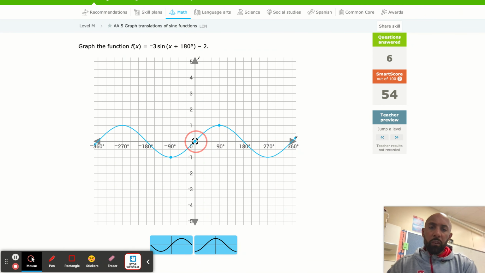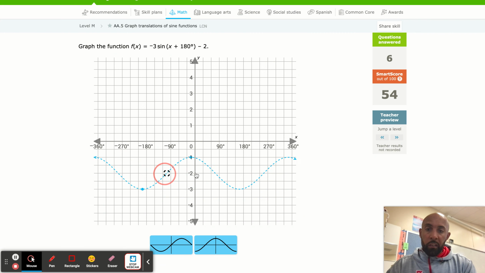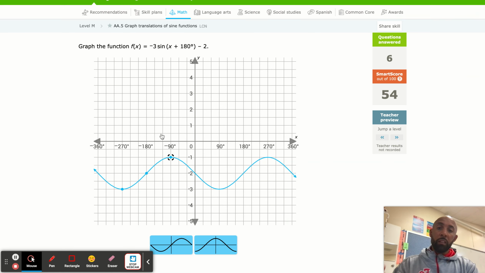All right, so first we're going to shift down 2. Okay, so that's the D value. Then we're going to go 180 degrees. X is the liar, so to the left. So 180 degrees to the left. Now the amplitude is different because we have a number being multiplied times sine. So now the amplitude is 3.